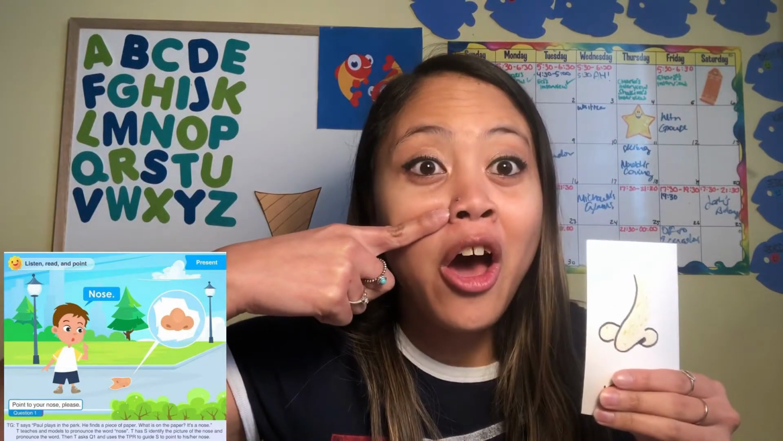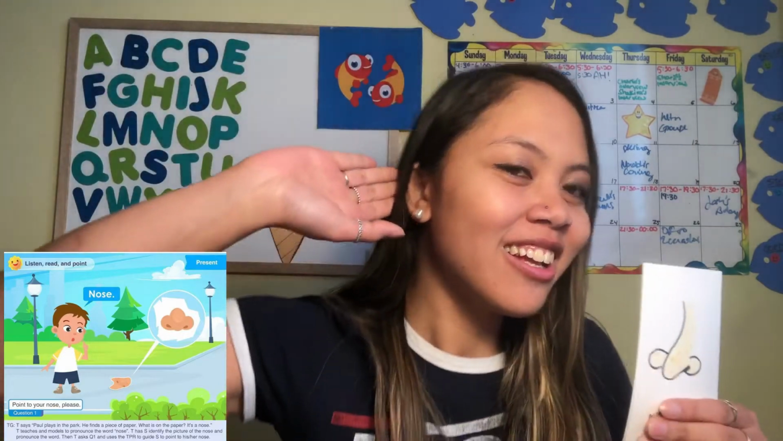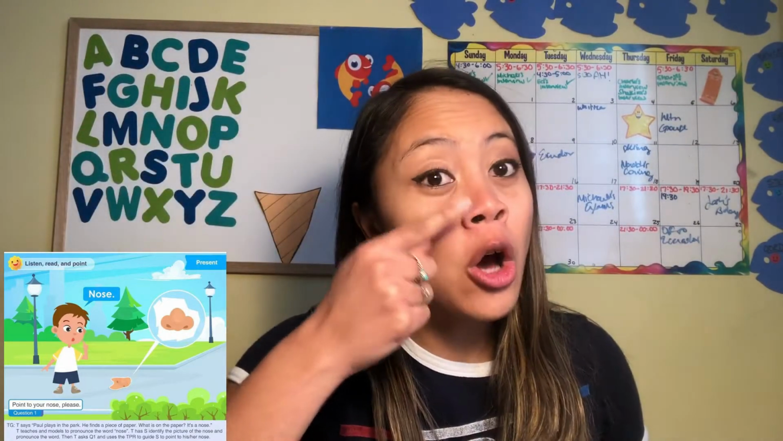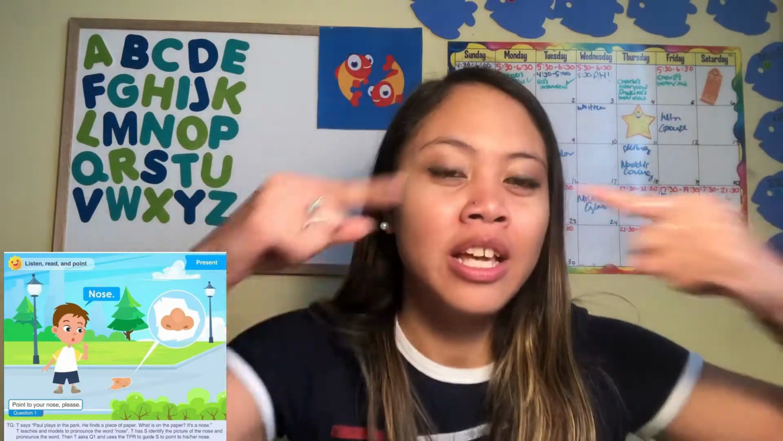And after that, you say nose. And then it says, question 1, point to your nose, please. So you just say, can you point to your nose? Point to your nose. And just keep doing that until they do it. Yeah, that's all you need to do for this first one.